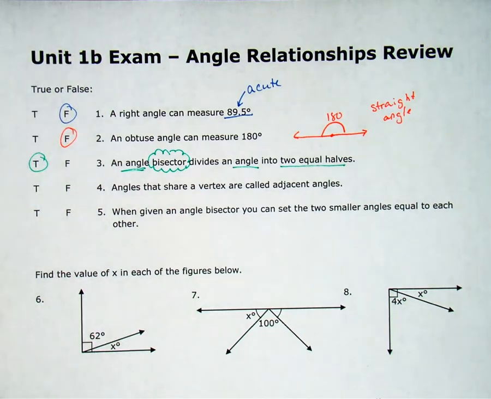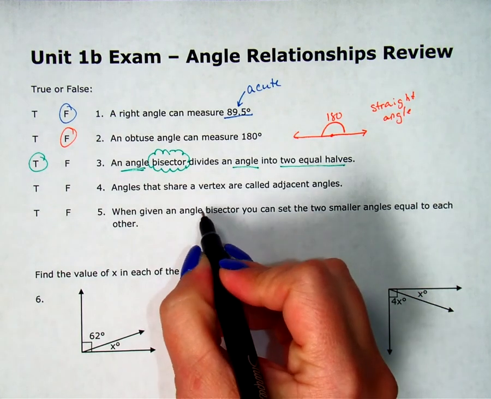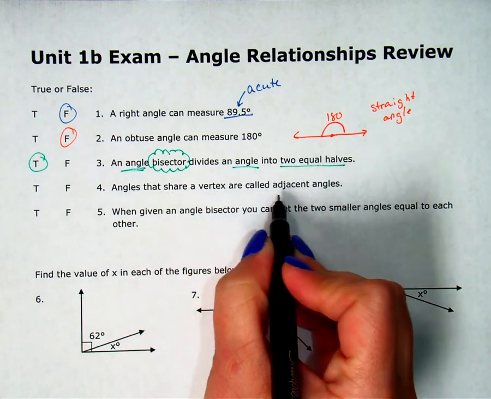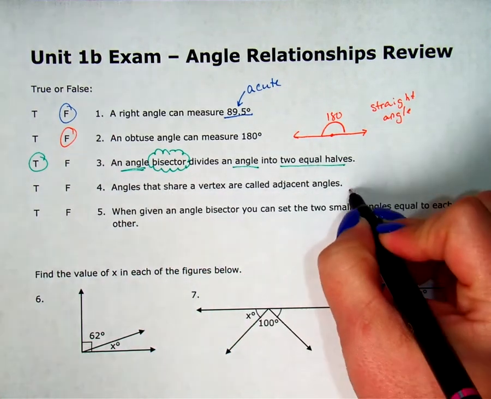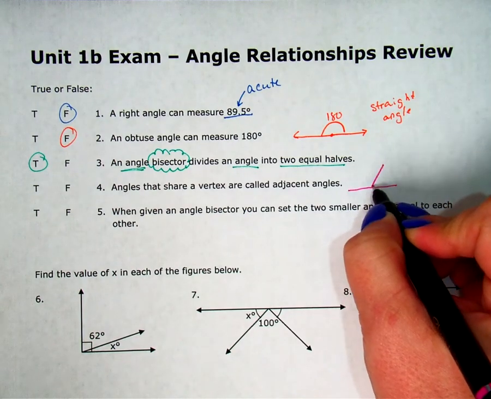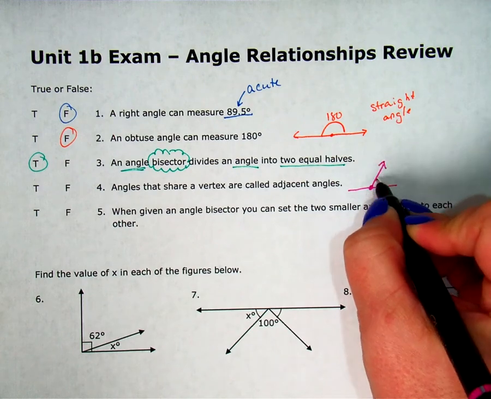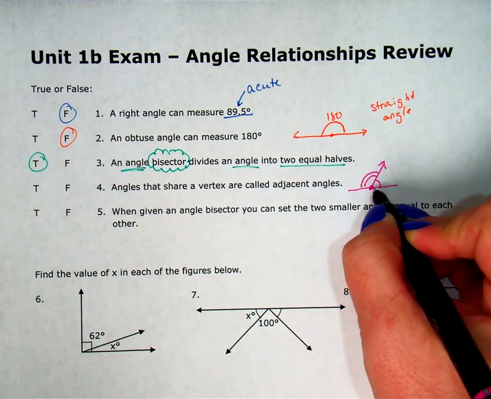Number 4, angles that share a vertex are called adjacent angles. So adjacent angles are 2 angles that share a vertex and share a side. So they need to do more than just share a vertex.